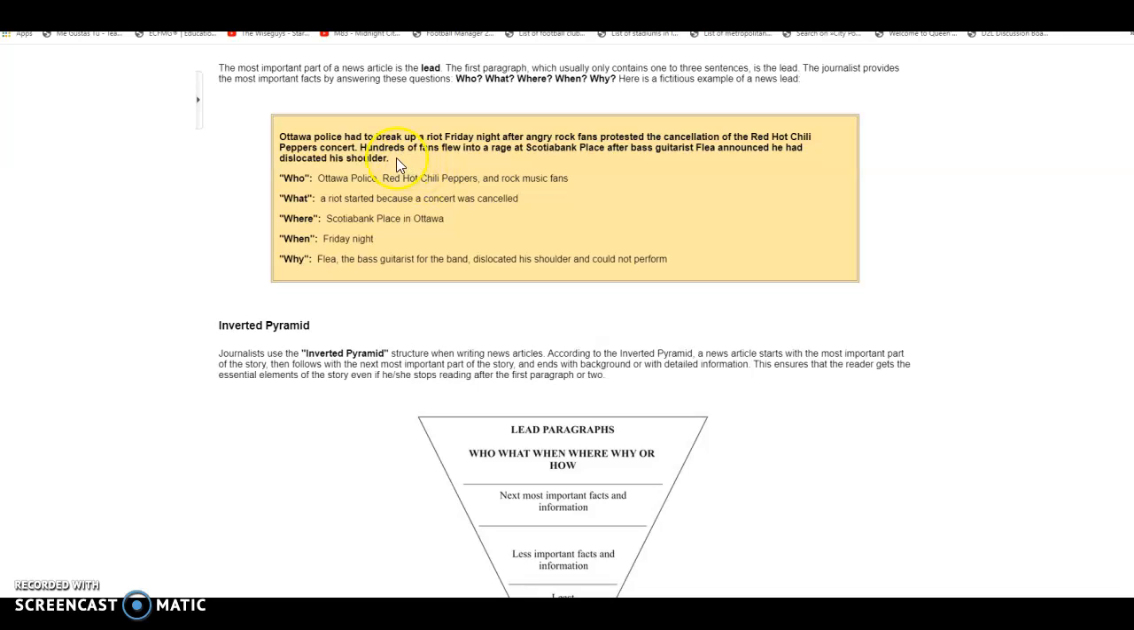Here we have an example of a lead paragraph that establishes the 5 W's right away in the first sentence of what could be a news report. So this is just an example.